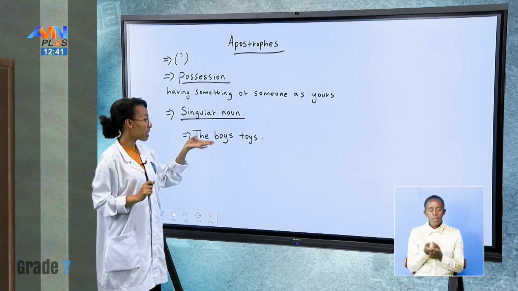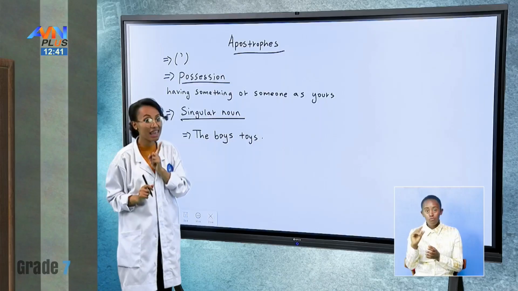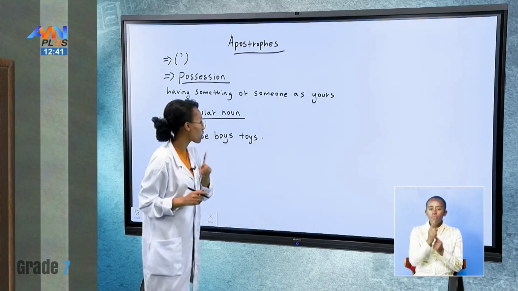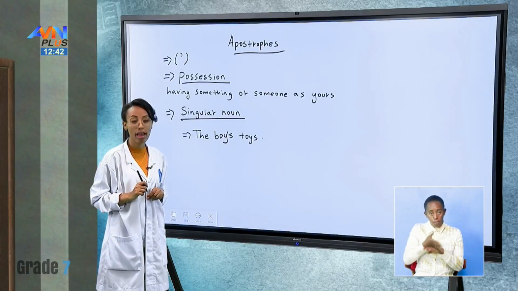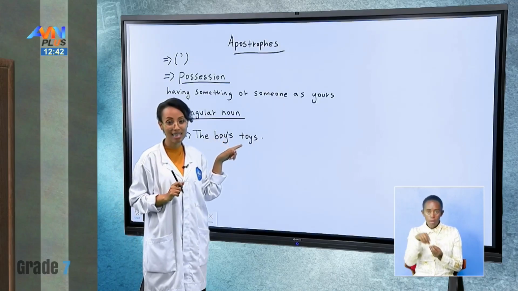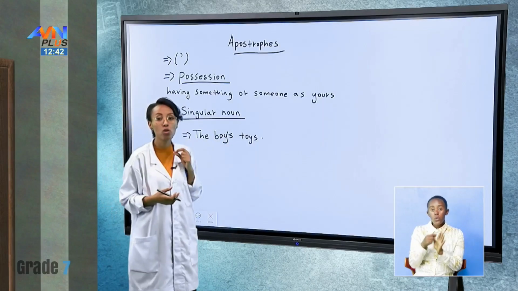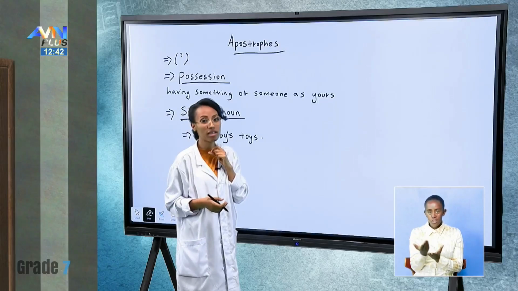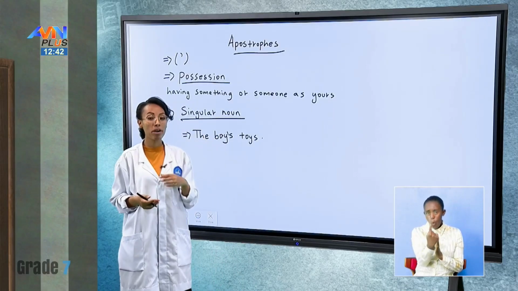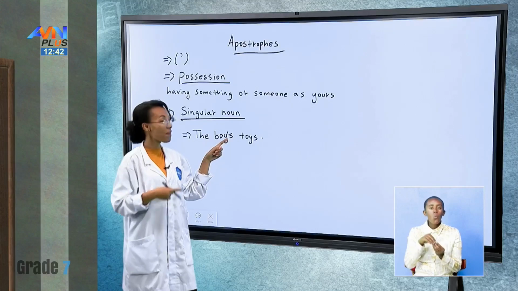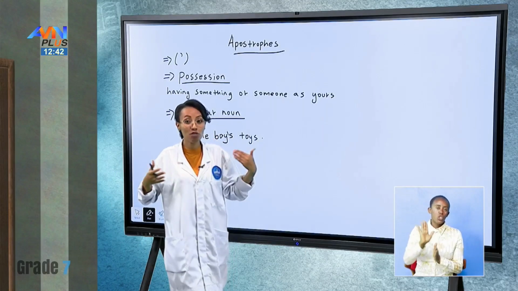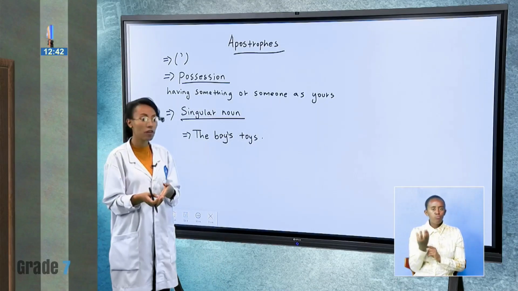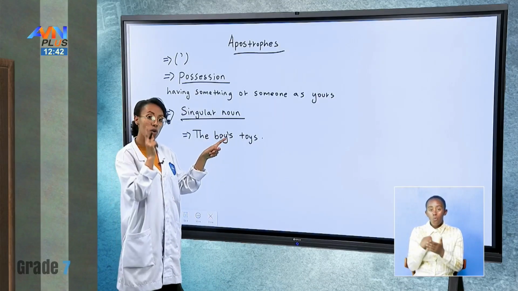Yes? So the boy here is singular, not plural. If it's singular, we place the apostrophe after boy, and then we add S. So this shows the boy's toys. So boy here is what? Singular. It's only one boy, but we add an apostrophe, then S, to show what? His possession. He has different toys that he plays with, so we're talking about one single boy.